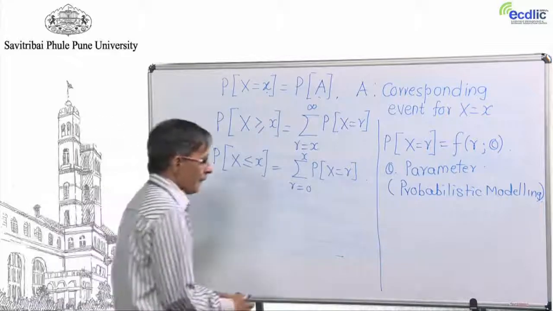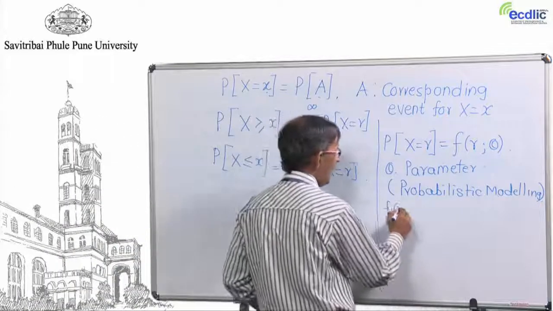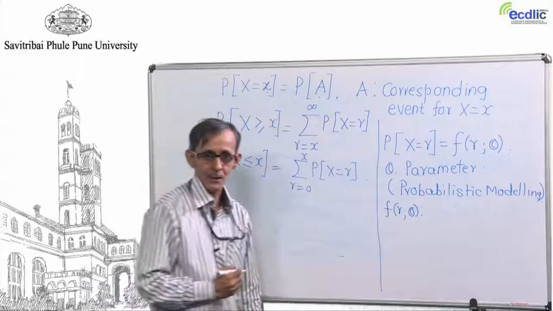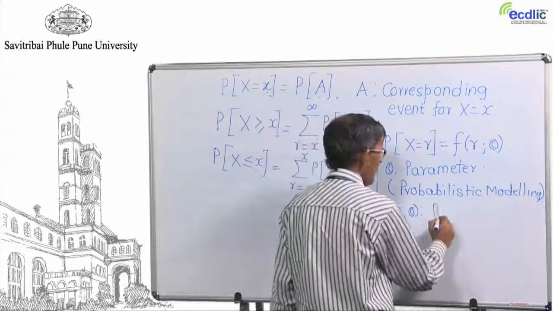Now, this law f(r, theta) is generally referred to as the probability mass function.